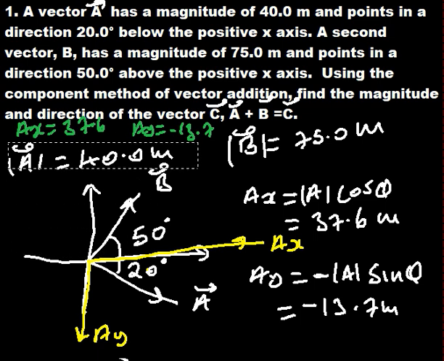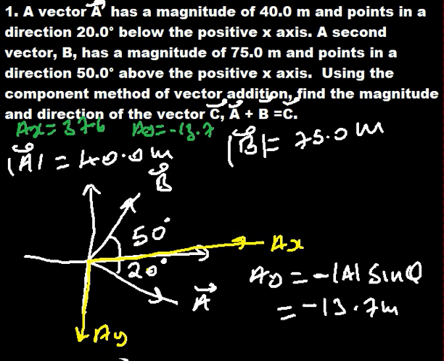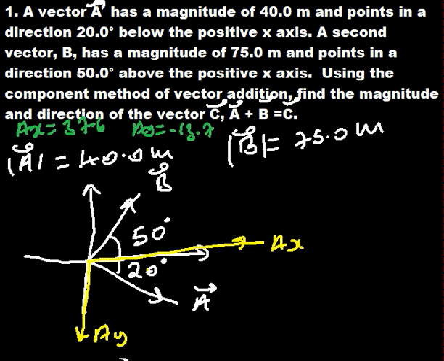And then we should also resolve the vector b into components. The same principle applies: a vector b should also be resolved into components. You'll have this as its x component, that is bx, and this will be its y component, that is by, and the angle is against the x-axis.